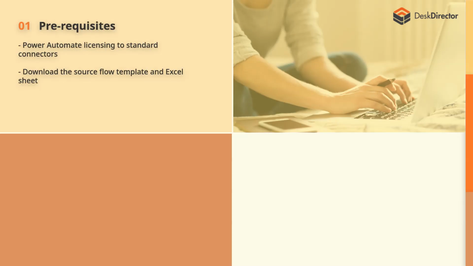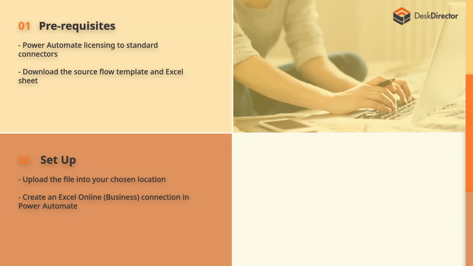Before you get underway, ensure you have a standard Power Automate license, the source flow template, and Excel sheet. Once that is sorted, upload the Excel file into a document library in a supported location such as OneDrive for Business, SharePoint sites, or Office 365 groups, and create an Excel online business connection in Power Automate.